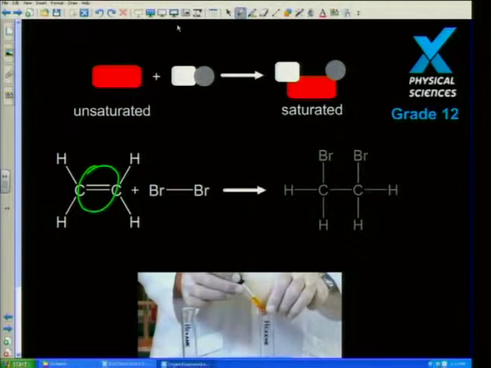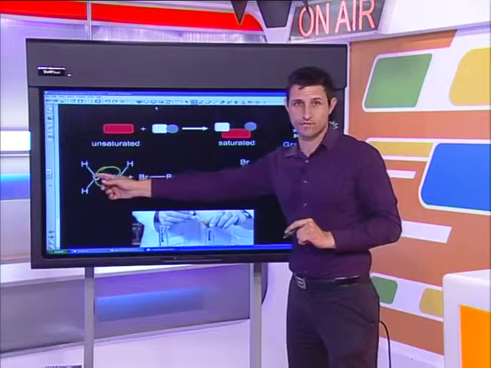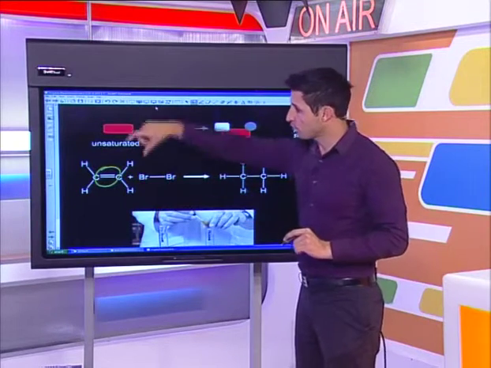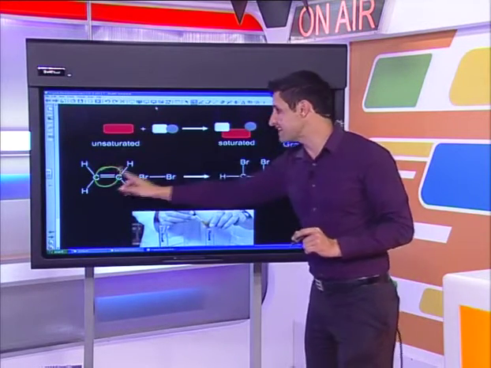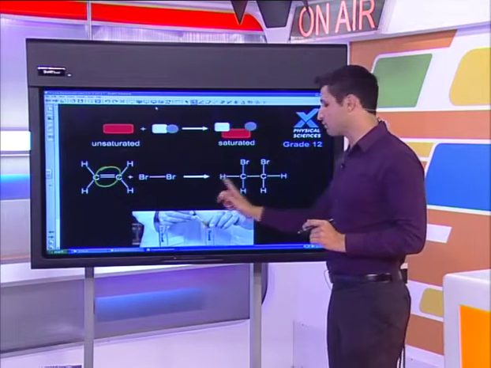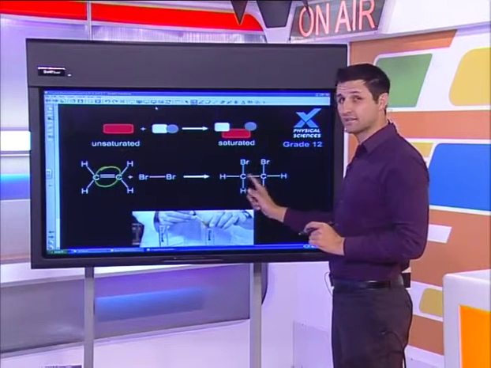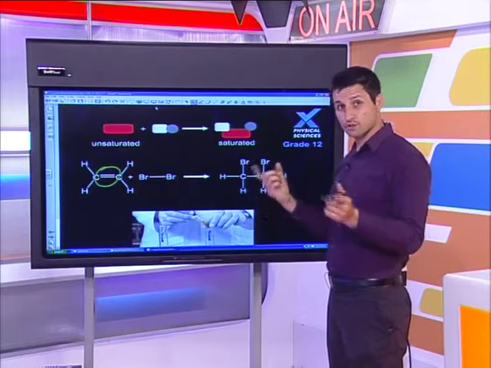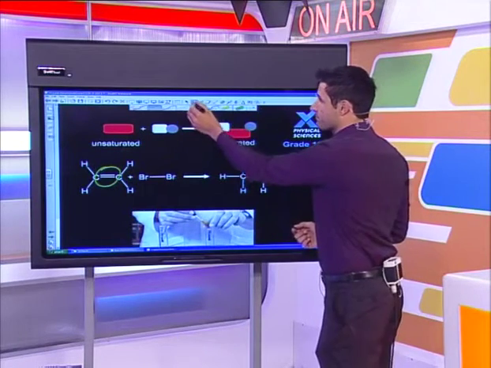I've got 1,2-dibromoethane. Let me go through this again. Quite a difficult concept. I start off with a double bond over there. My bromine, 1 each, attaches to each carbon over there, and I form a product which has got the bromine and the bromine. Notice that there's a slight difference here.